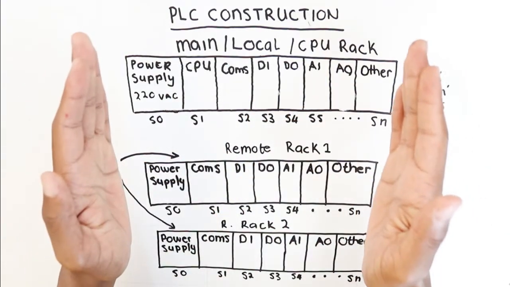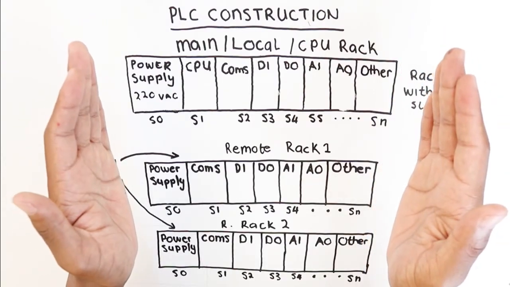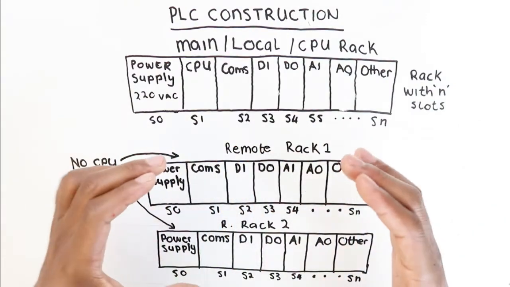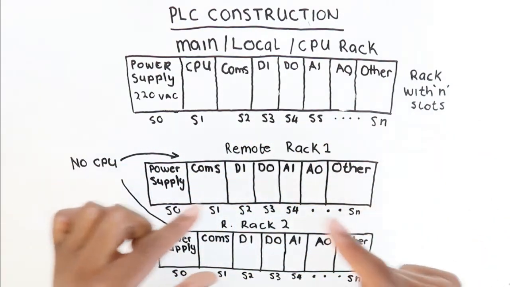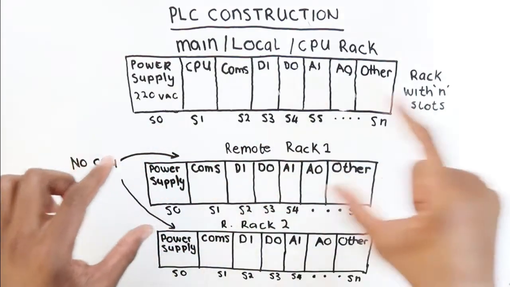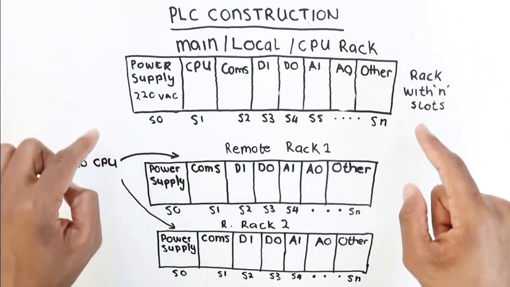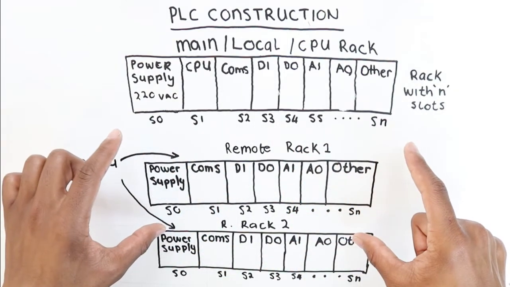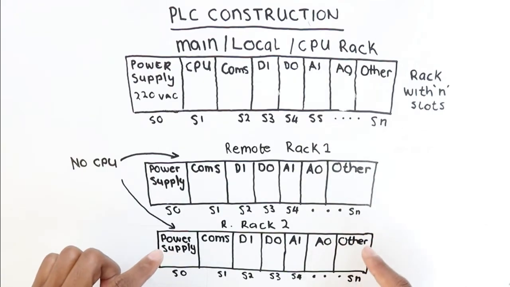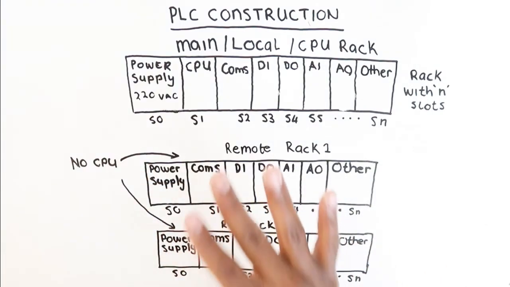If you want to expand and grow your PLC, if you have a lot of inputs and outputs in your plant, you then have another remote rack. Or if you have I/O that is located in another area far away from where the main rack is located, then you choose to have a remote rack, and the number of remote racks can expand as you expand the I/O in your plant.